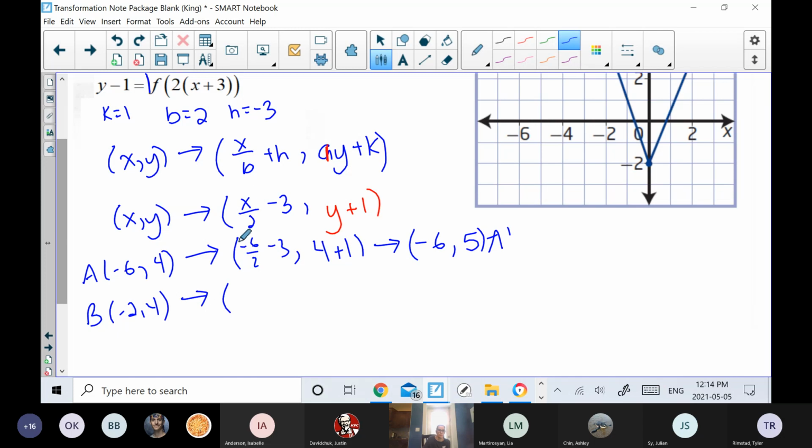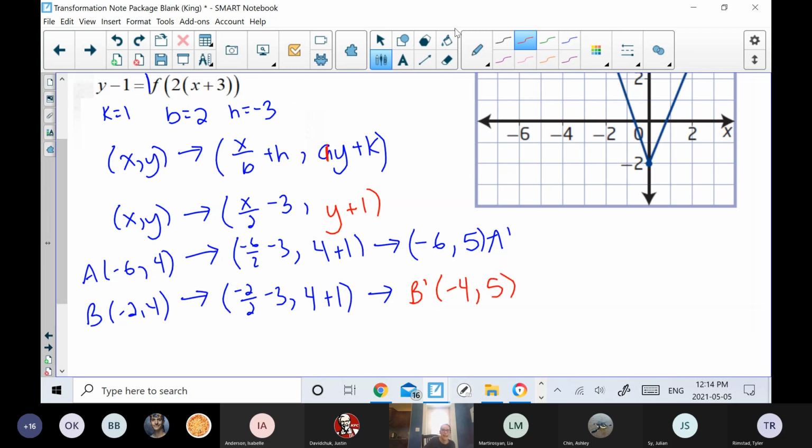Where that point is going to go: -2 divided by 2, minus 3, y plus 1, which would be 4 plus 1. This point is going to be my B prime. That would be -1 minus 3, so that's -4, comma 5.